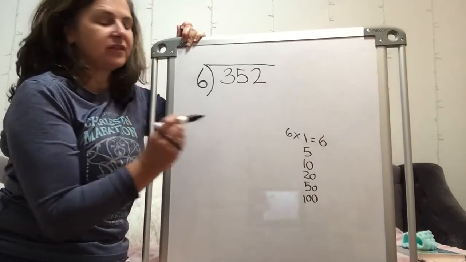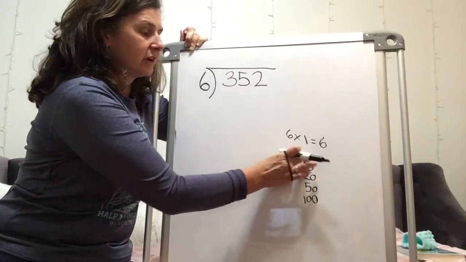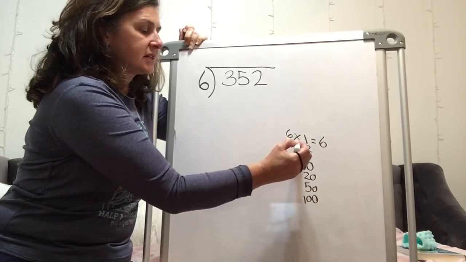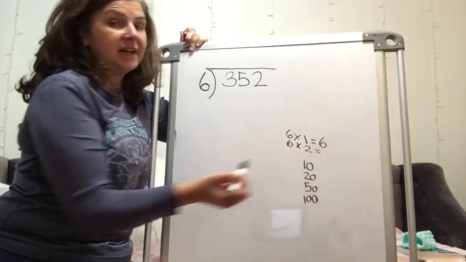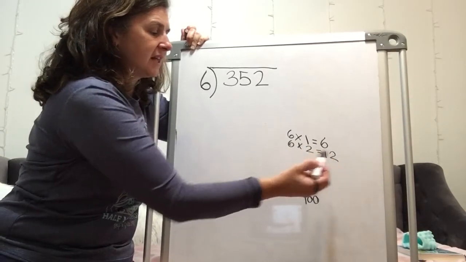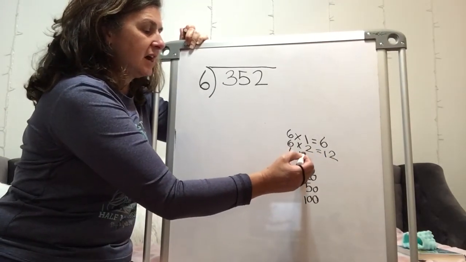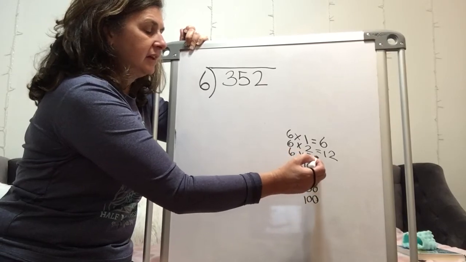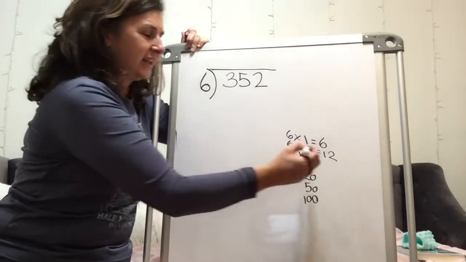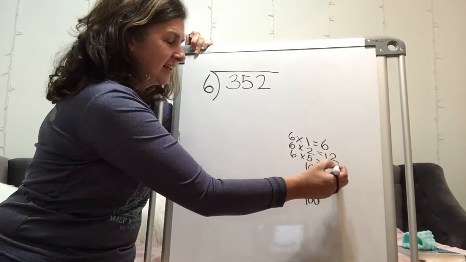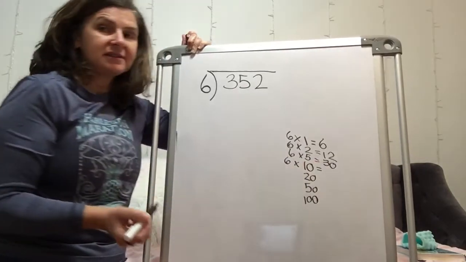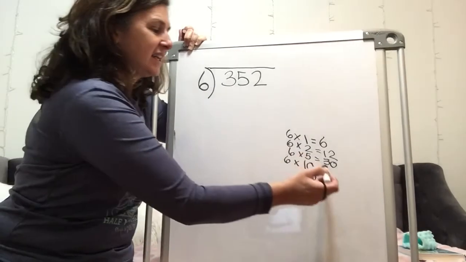Oops, you know what? I forgot the $2 bill because we don't use that very often. I'm going to squeeze my 2 in right here. 6 times 2 is 12. I think I heard somebody say it. 6 times 5 is, Eliza, 30. 6 times 10 equals, Saija, 60.